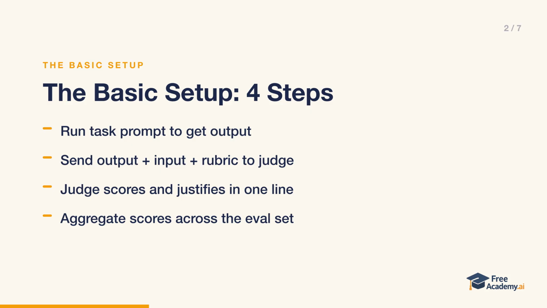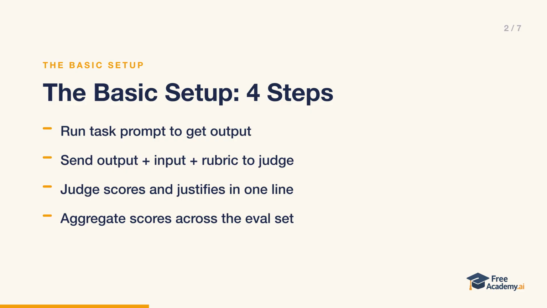An LLM-as-Judge eval follows a simple shape, and it's worth knowing the 4 steps cold. First, you run your task prompt on an input and get an output. Second, you send that output, along with the original input and your rubric, to a separate judge prompt. Third, the judge returns a score, and ideally a short justification for that score. Fourth, you aggregate the scores across your whole eval set into one number you can track over time.